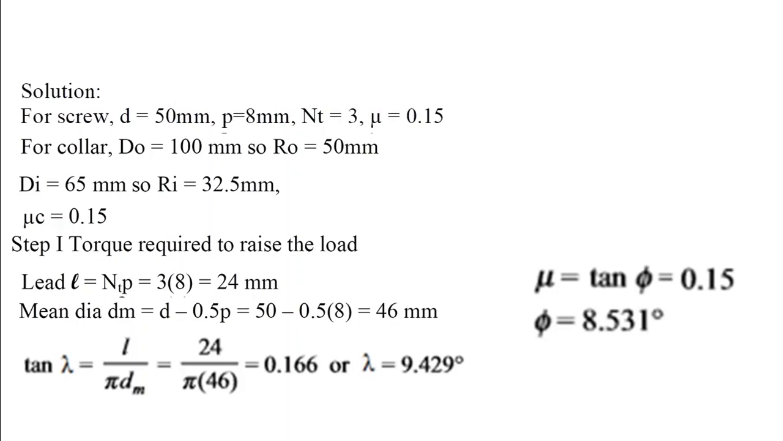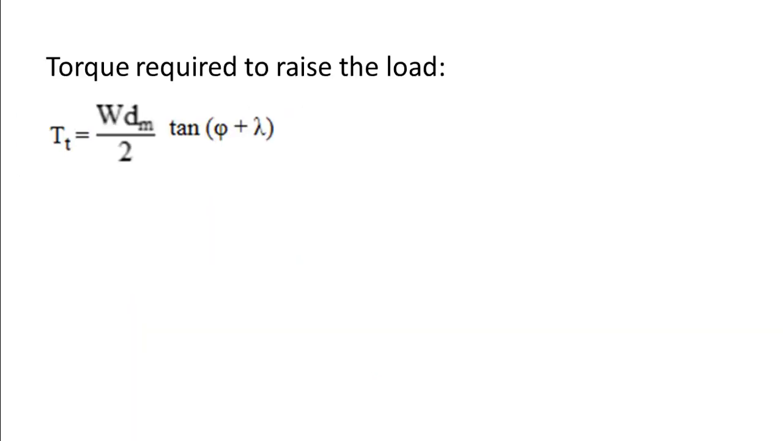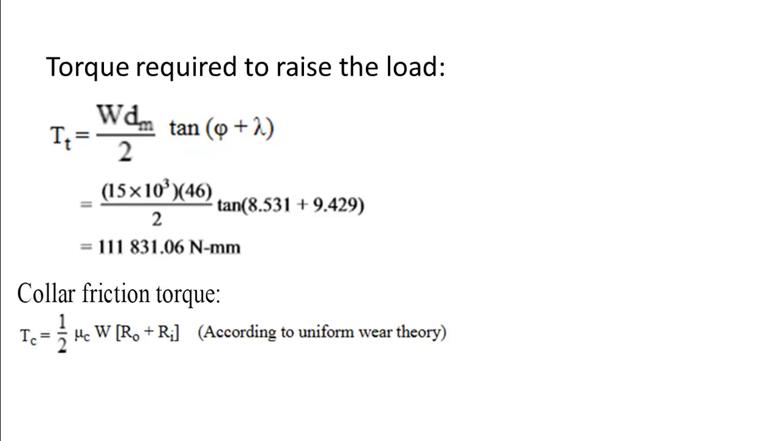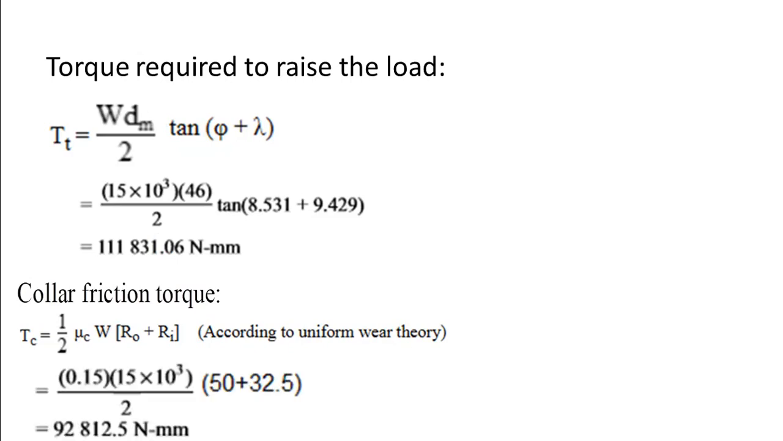Same way we can find out the friction angle. Mu is tan phi, or phi is tan inverse of mu. So tan inverse of 0.15 will be 8.531 degree. The torque required to raise the load formula is W DM by 2 tan of phi plus alpha. So if we put the values of W, DM, phi and alpha, we get the value as 11831.06 Newton mm.